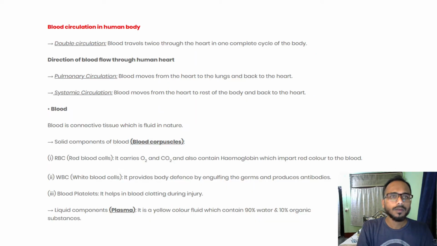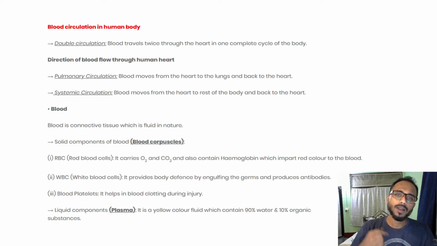Okay, now see, what is blood circulation in the human body? See, one term is called double circulation. In double circulation, blood travels twice through the heart.